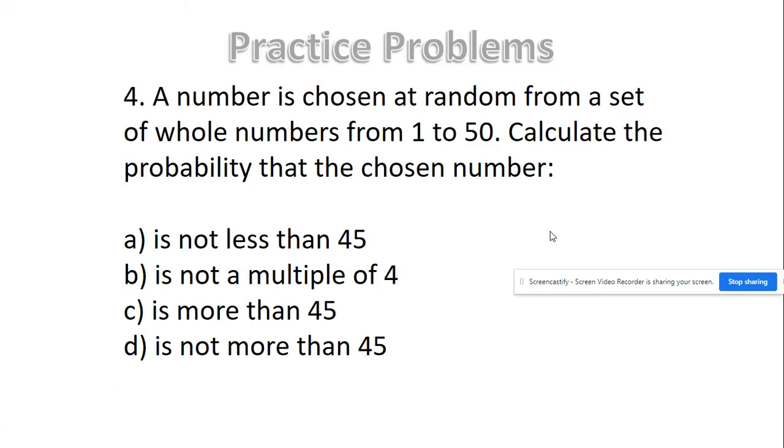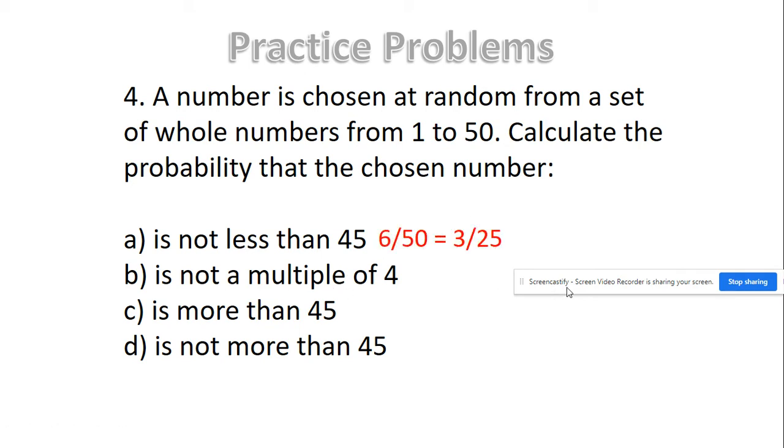Number chosen at random is a set from whole numbers from 1 to 50. Calculate the probability that the chosen number is not less than 45. Because it's 1 out of 50. So had I had you write that down on paper, a decent chunk of you probably would have missed that problem. Because how many are not less than 45? 6. Because is 45 less than itself? No.